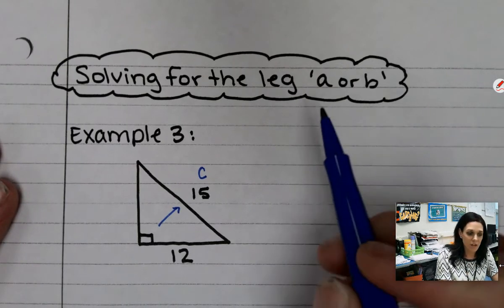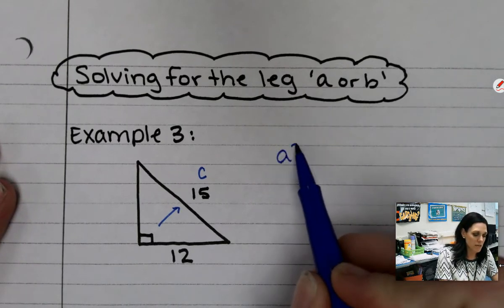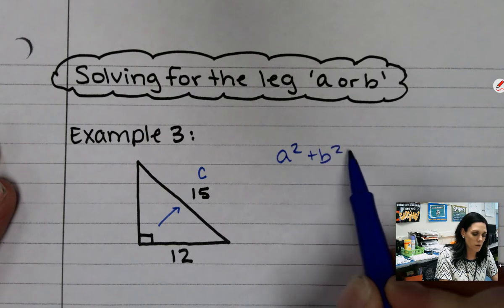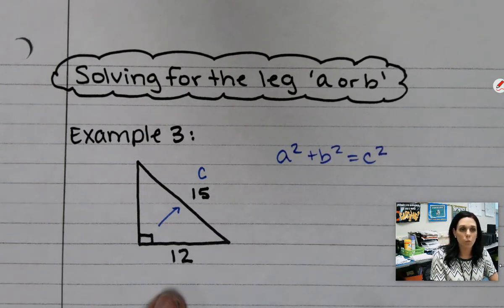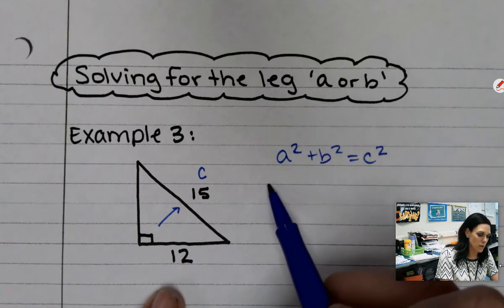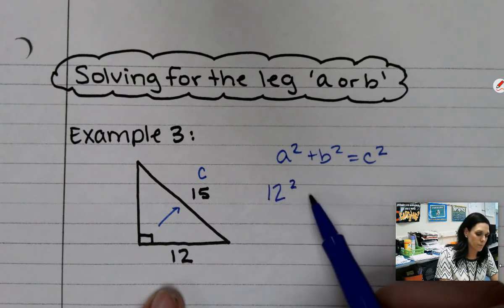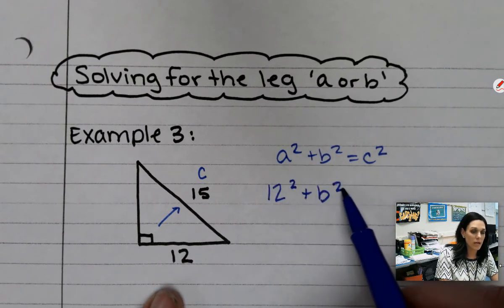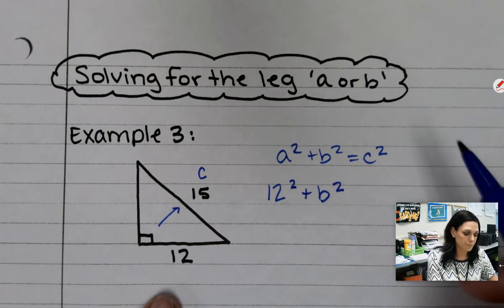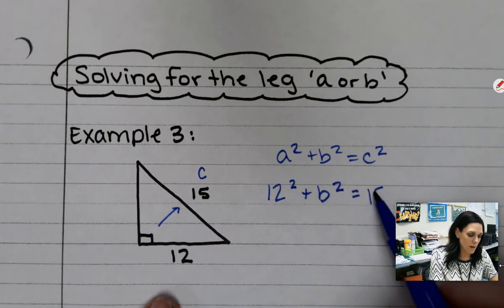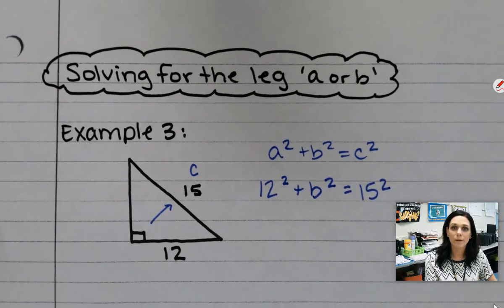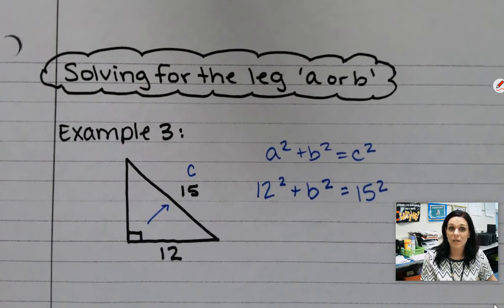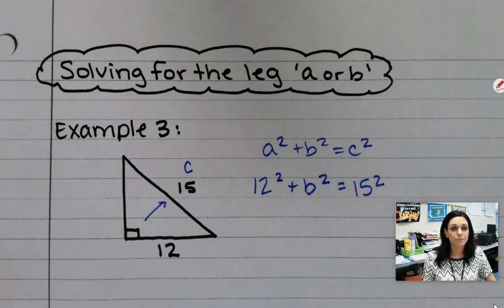So I'm going to start off again with my Pythagorean theorem. A squared plus B squared equals C squared. I'm going to fill in the one leg that I know. So I know 12 squared. I don't know the other leg, so he's going to stay a variable. And I know that my C squared is 15. Now, please understand when doing this, we're still solving. We're still doing what we need to do.